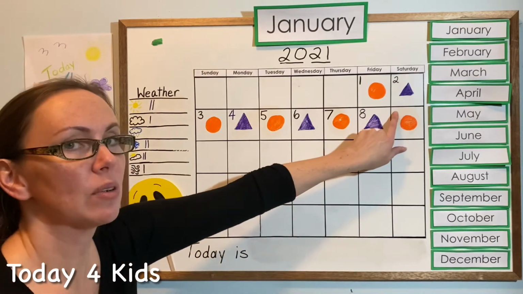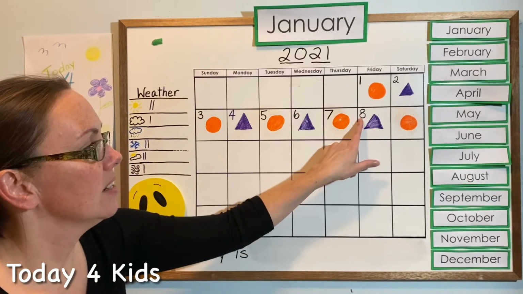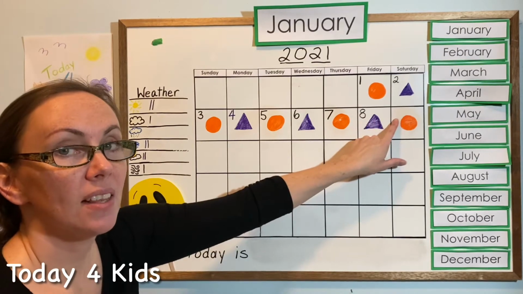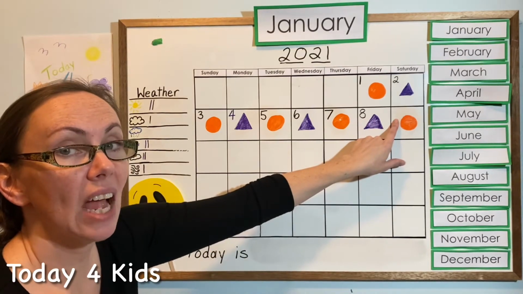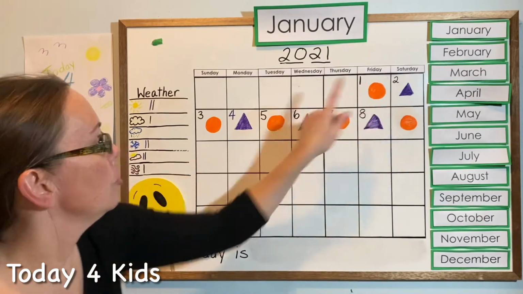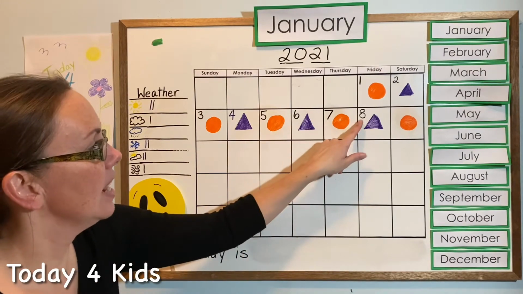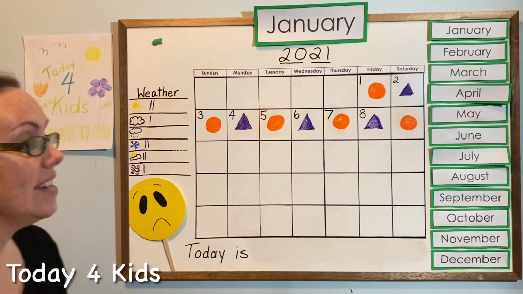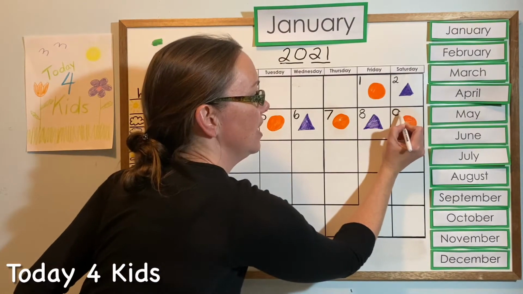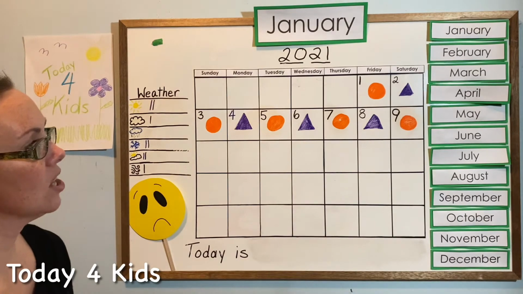What is our number for today? If yesterday was 8, today would be, what comes after 8? Let's go back to the beginning of our calendar and count the days and see what comes after 8. 1, 2, 3, 4, 5, 6, 7, 8, 9. 9 comes after 8. So we're going to go a circle and then a line down. That's a 9.